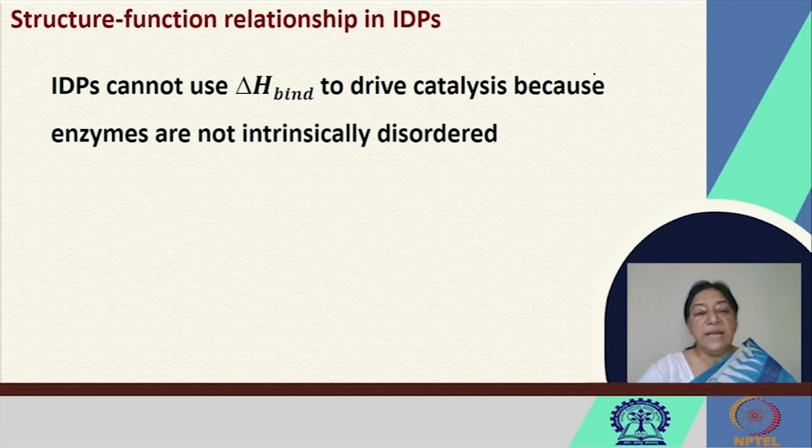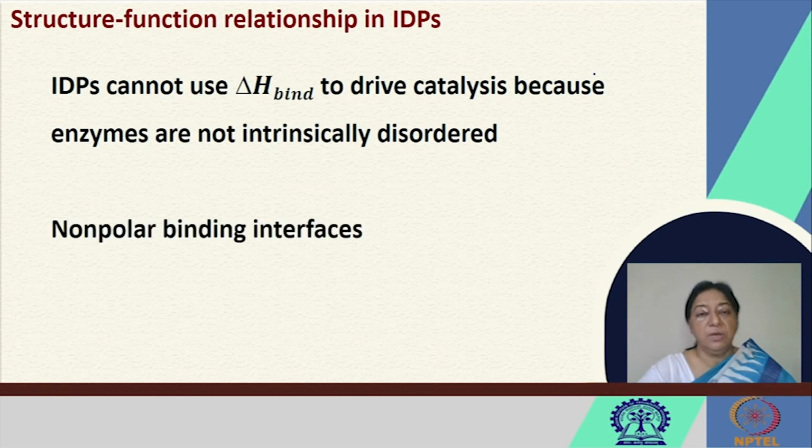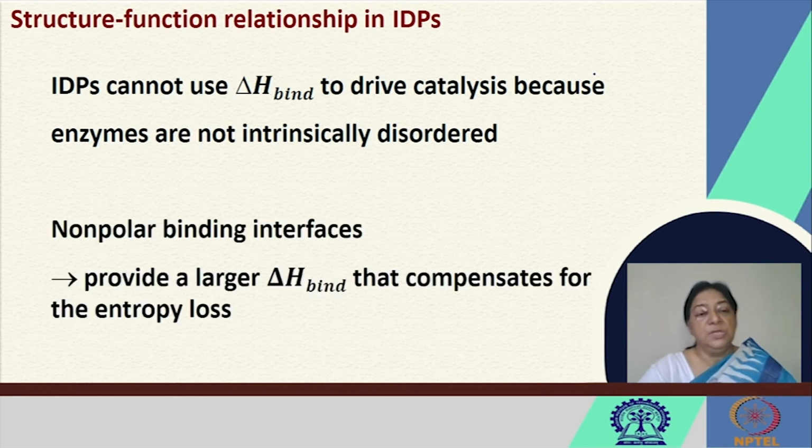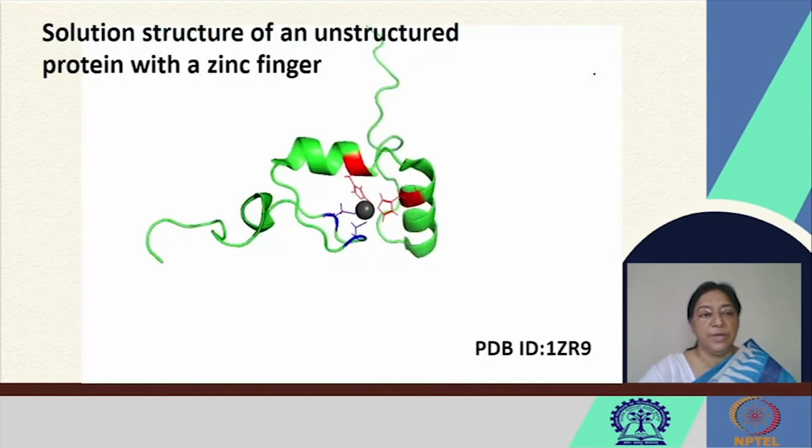IDPs cannot use the delta H bind to drive catalysis because the enzymes are not intrinsically disordered. They have a specific structural condition that they adopt. But the non-polar binding surfaces can provide a larger delta H bind that actually compensates for the entropy loss. So when we are looking at the non-polar binding surfaces in this case, they provide a delta H bind that gives a rigidity to a certain portion where the interaction is occurring.